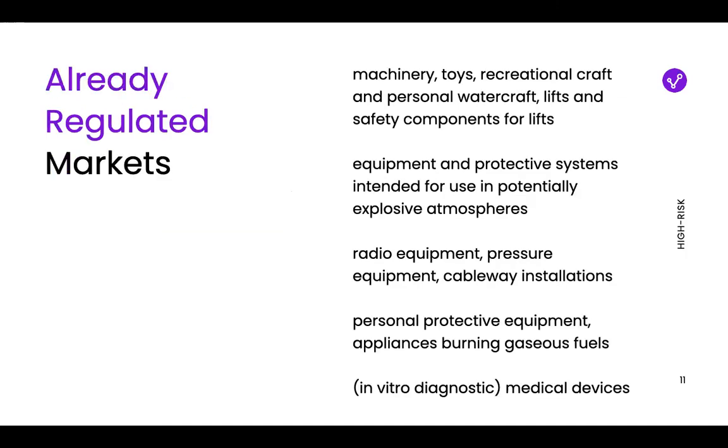Next, let's take a look at the list of already regulated markets that are affected by the new AI regulation. And this is a rather long, impressive list, starting with machinery, toys, recreational craft and personal watercraft, lifts and safety components for lifts, equipment and protective systems intended for use in potentially explosive atmospheres, radio equipment, pressure equipment, cableway installations, personal protective equipment, appliances burning gases, fuels, medical devices, and in vitro diagnostic medical devices. So all of these markets will be affected by the new AI regulation if they develop products that contain high-risk AIs.